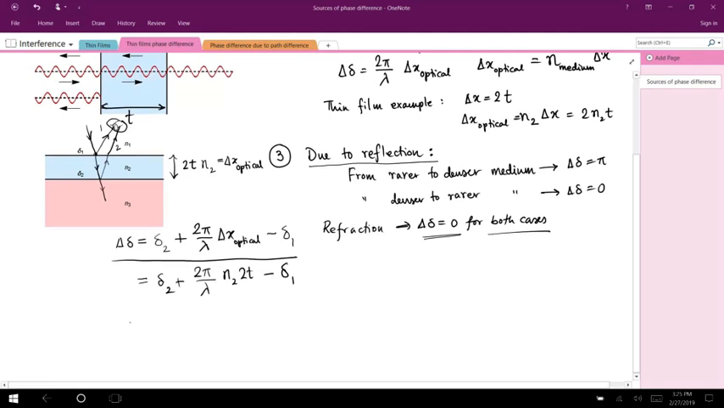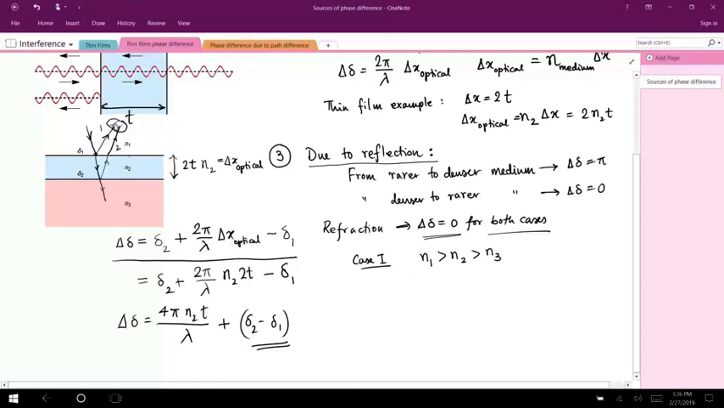So putting all this together, we find that delta has two parts. First is the phase difference due to path difference, which turns out to be 4 pi n2 t over lambda, plus we have this delta 2 minus delta 1. Now this delta 2 minus delta 1 is a quantity that has to be found out on a case-by-case basis. So let's look at 4 cases. Case number 1 will be when n1 is greater than n2 is greater than n3.